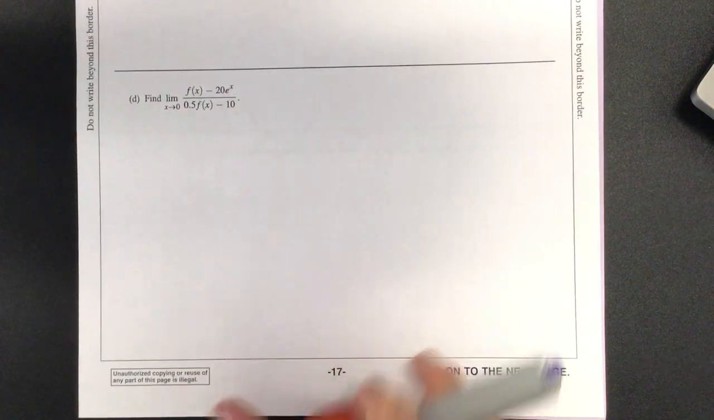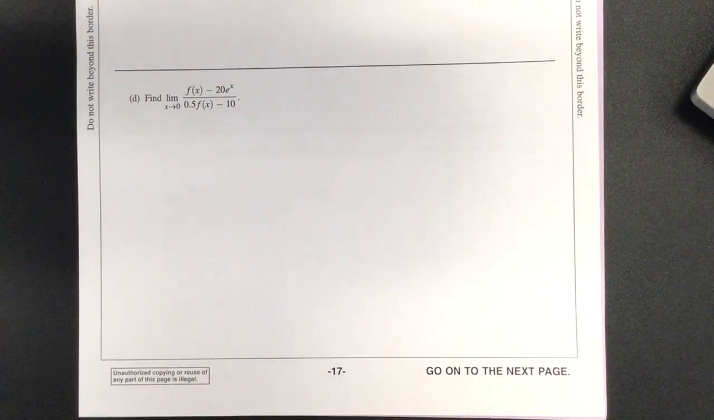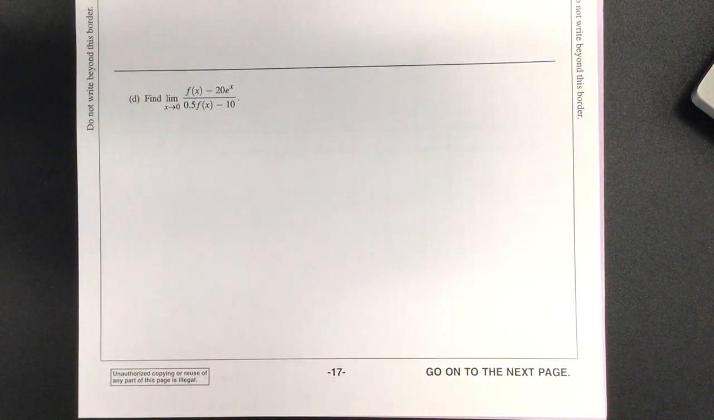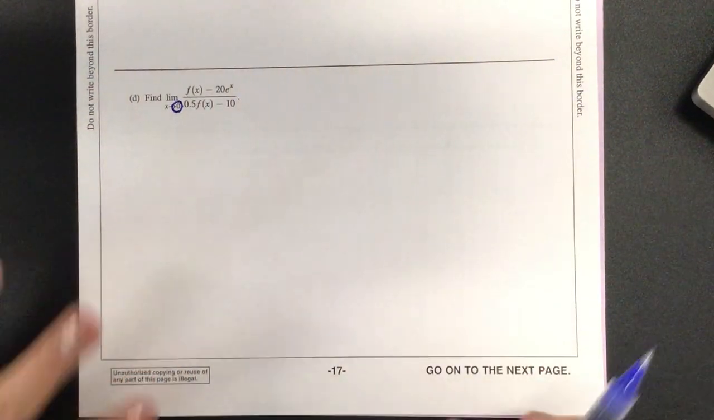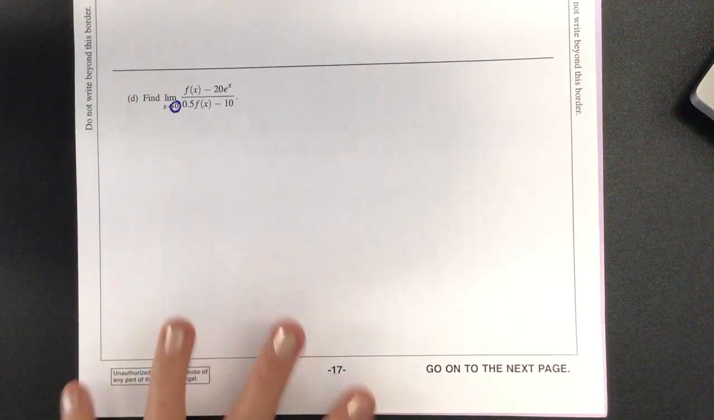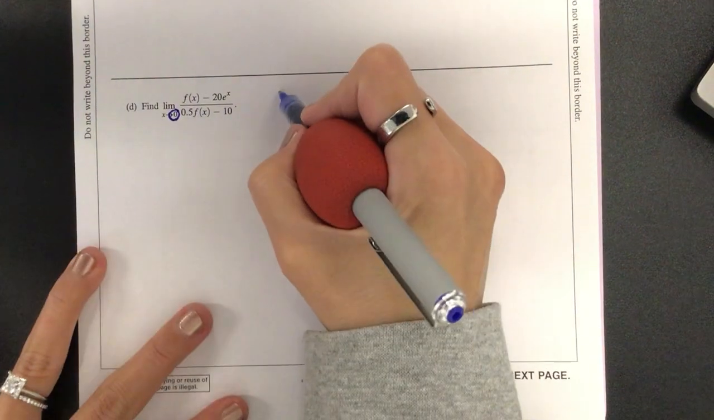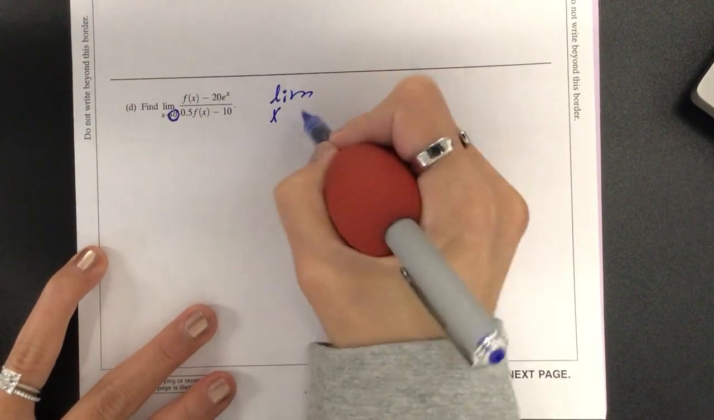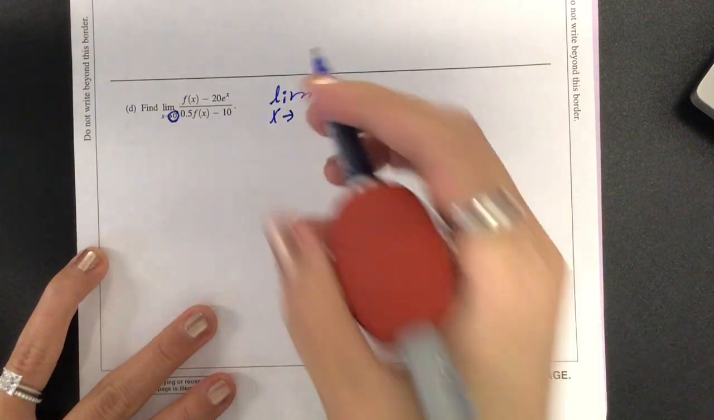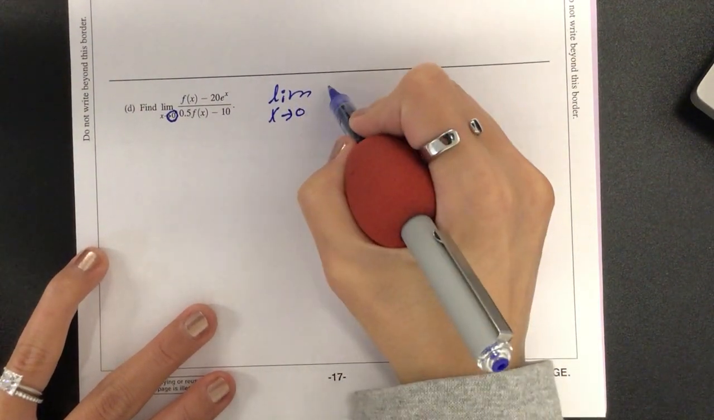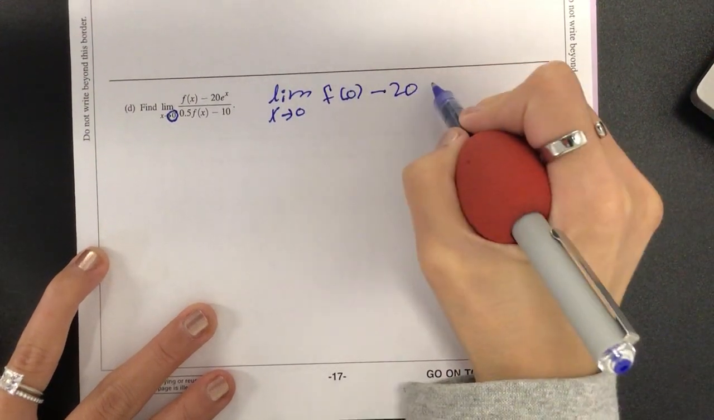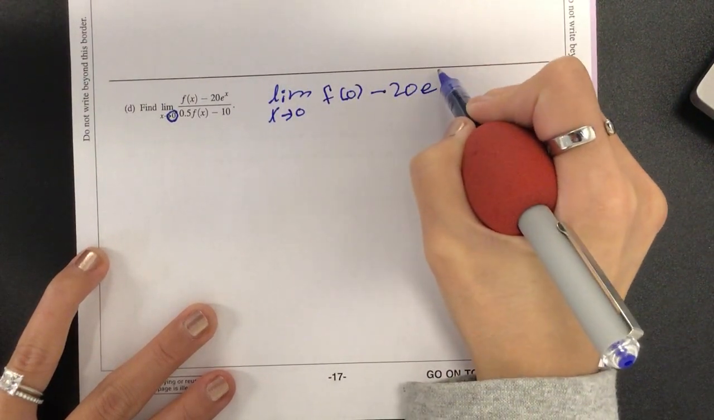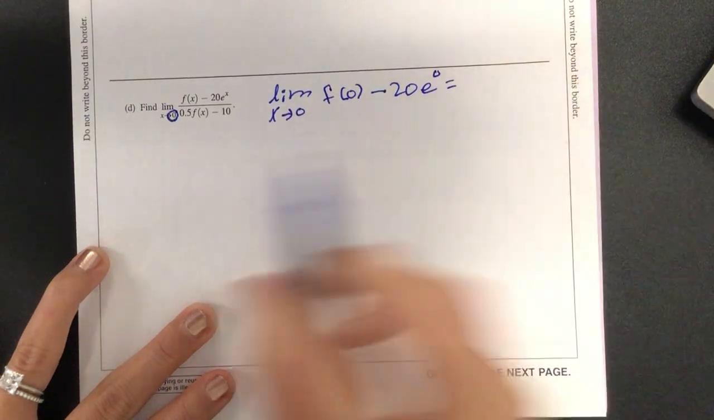Okay, on part D, when we're looking for a limit, the first thing that we always do is plug in our value. What am I plugging in? It says it's approaching what number? 0. Let's plug it in. So I'm going to write on here limit. And I'm going to plug it in top independent from the bottom, because it could be 0 over 0. So f of 0 minus 20 times e to the power of 0.